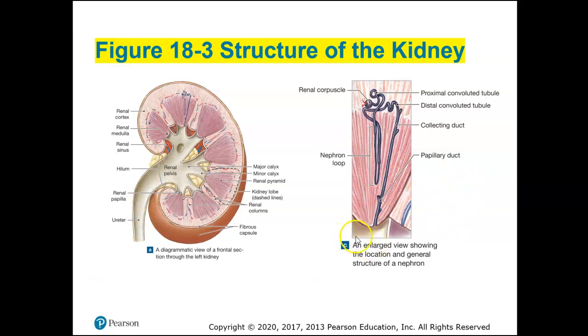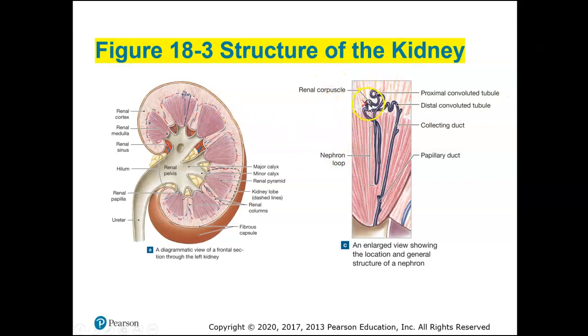Over to the right in picture C, what you're looking at is the bottom portion of the cortex. You see, this is the nephron, and it is blown up here. This is what a nephron looks like.